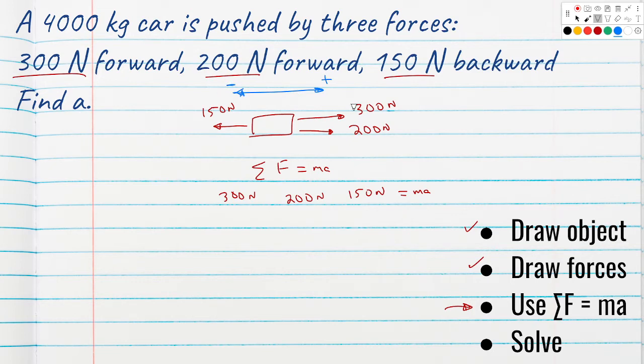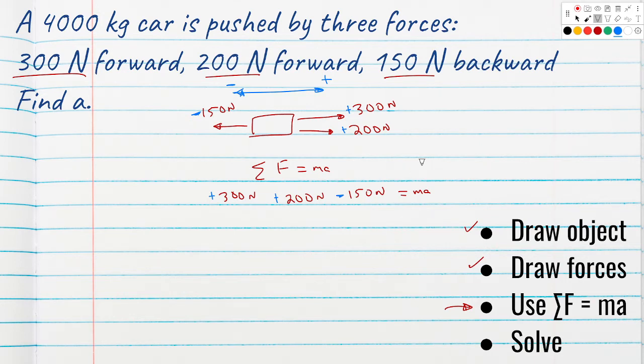The 300 adds speed. It's going to increase the acceleration. The 200 newtons, same thing. They're both going to be in the positive direction. Meanwhile, the 150 is backwards. It's slowing me down. That's a negative. It's taking away speed. So I need a negative sign right there.